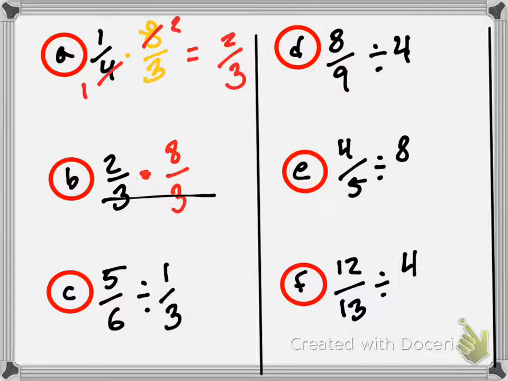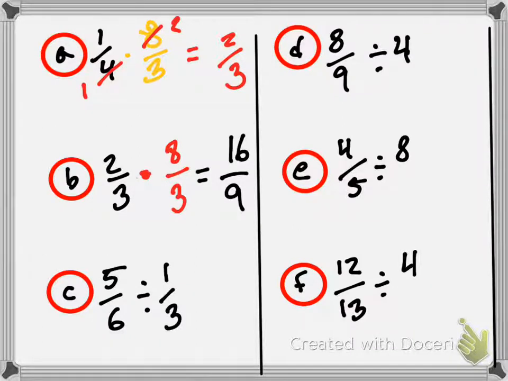Why can't I again, Elsie? Because when you cross cancel, you only cross cancel diagonally. You only cross cancel diagonally. This is called a cross cancel, and it doesn't exist. So I can't do either of those. Here, I get 16 over 9. I can't simplify that anymore. I can make it into a mixed number, but I'm not gonna.